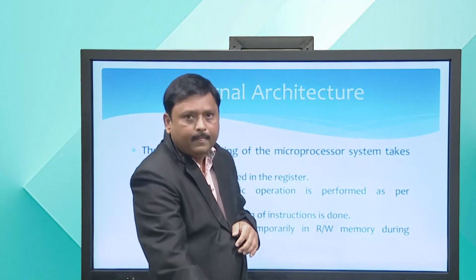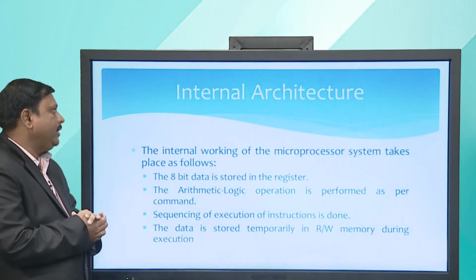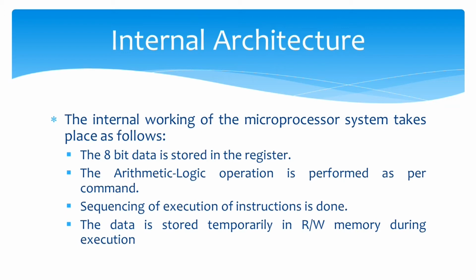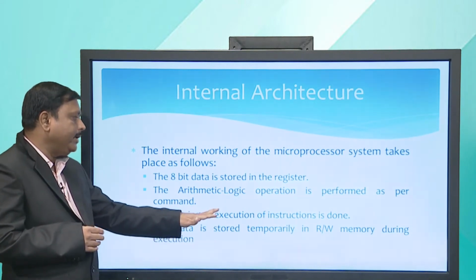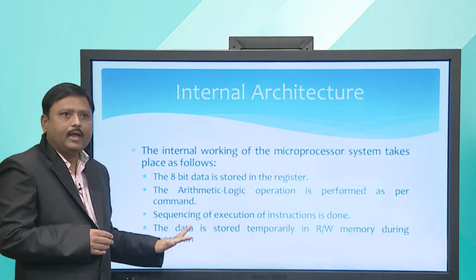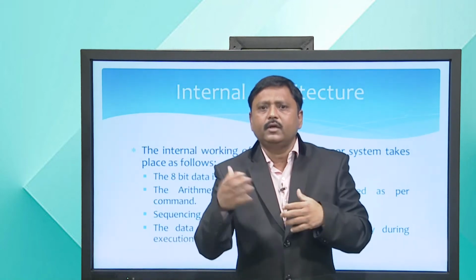Here is how it works internally. It is called internal architecture. The internal working of the microprocessor system takes place as you can see on the screen. First, the 8-bit data is stored in the register. The arithmetic logic operation is performed as per command, and sequencing of execution of instructions is done, and finally, data is stored temporarily in read write memory during execution. So, this is how it works internally.